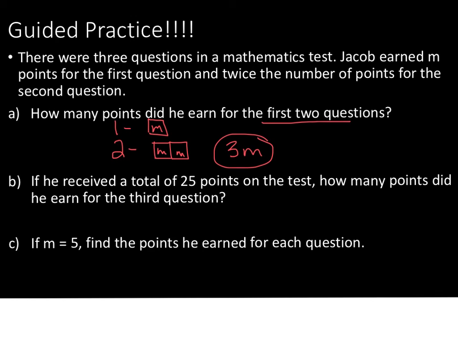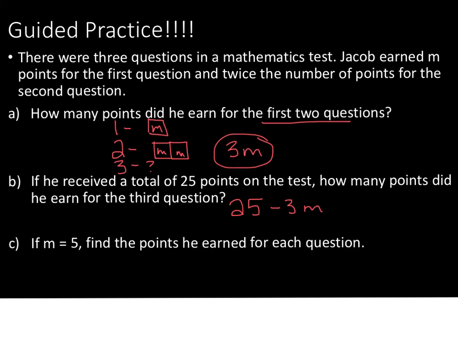Now B says, if he received a total of 25 points on the test, how many points did he earn for the third question? Well, right now, we know there were 3 questions. We don't know how many points he got yet. All we know is that he got 3M for the first 2. But if he had a total of 25, we could subtract 3M from that, and that would be our answer. So he had 25 minus 3M points for the third question.